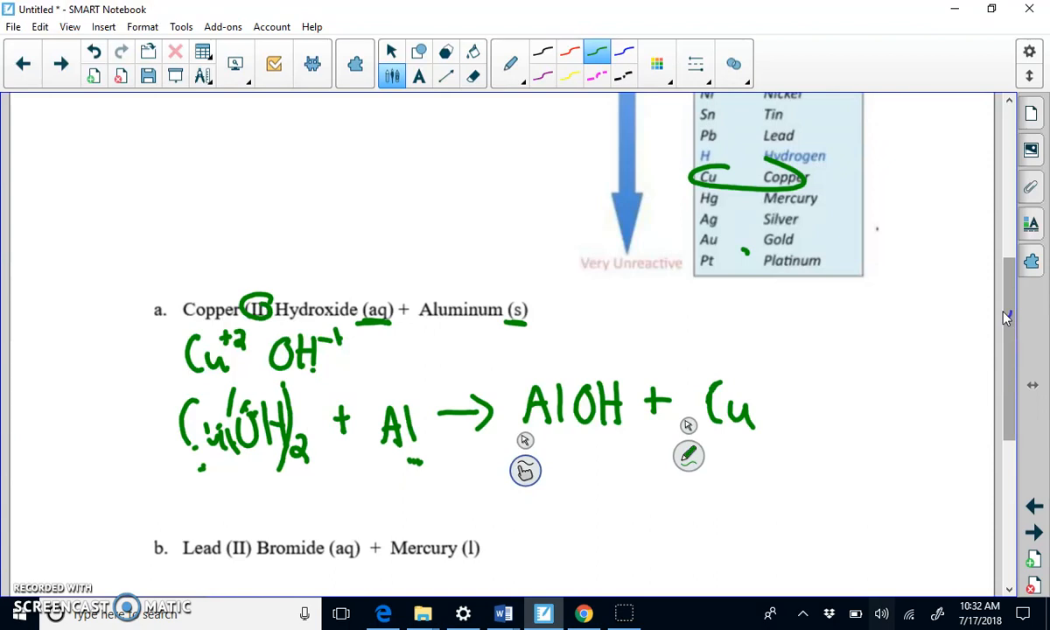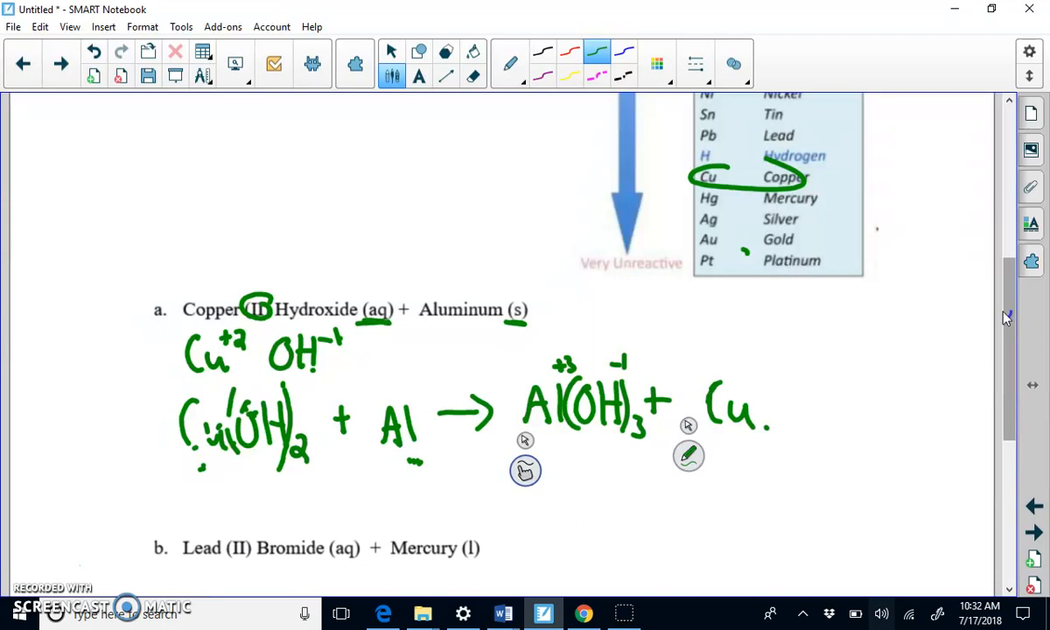We have to check if this formula is right, and we have to check if this one's a diatomic. So this one, aluminum +3, hydroxide is -1. We got to flip it. We don't write 1. This goes in parentheses, and we get a 3. And then copper is not one of the diatomics, so it stays by itself. It doesn't need a 2 here.